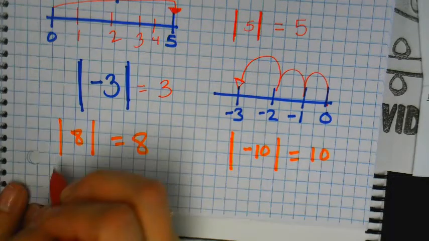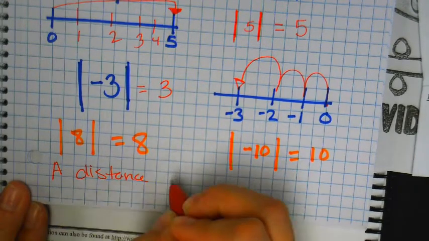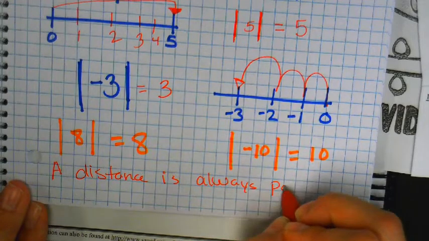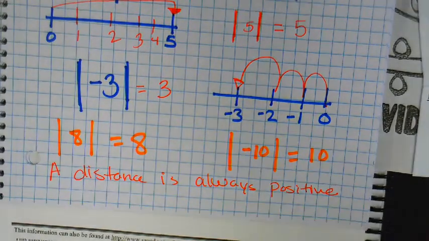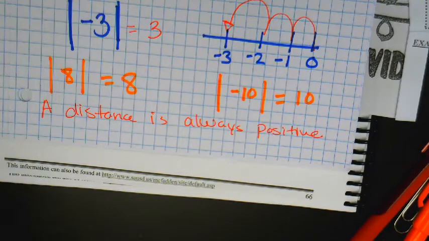Okay, let's write that down. A distance is always positive. And since absolute value is distance, our answers will always be positive, except for one time. But I need you to understand that, okay?